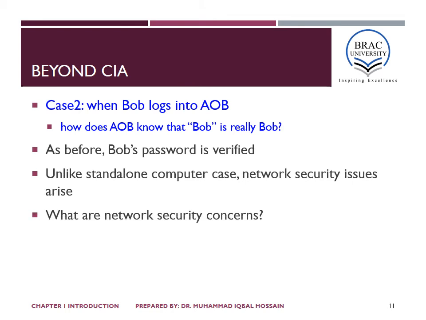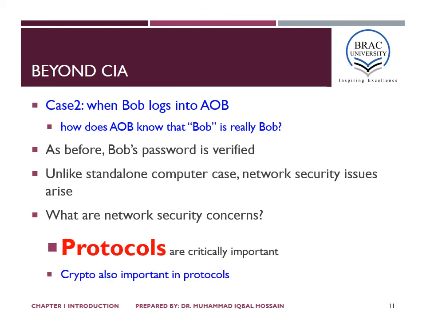Let's think about another case, when Bob logs into the AOB banking system. How does the bank know that Bob is really Bob? As before, Bob can use his password. Unlike the standalone computer case, network security issues may arise. So what are the network security concerns? In that case, protocols are critically important, because in networks we use different kinds of protocols, and crypto is also important in the protocol.